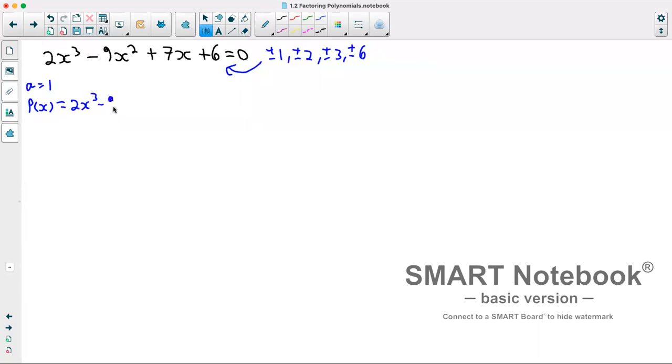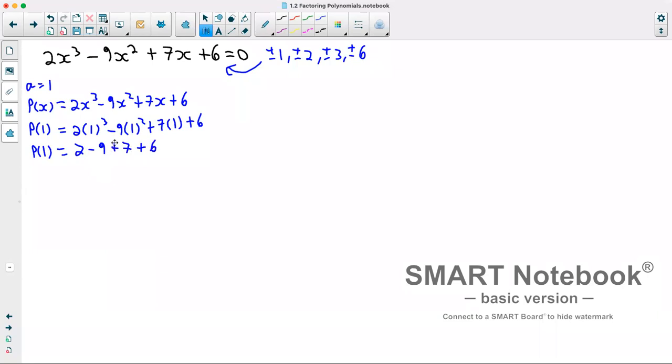So we have 2x cubed minus 9x squared plus 7x plus 6, and we'll substitute our 1 in. So we have essentially 1 cubed times 2 is 2. 1 squared is 1 times negative 9 is negative 9. 7 times 1 is positive 7. And then we have plus 6. So 2 minus 9 is negative 7, plus 7 is 0, plus 6 gives me 6. So that is not a factor.